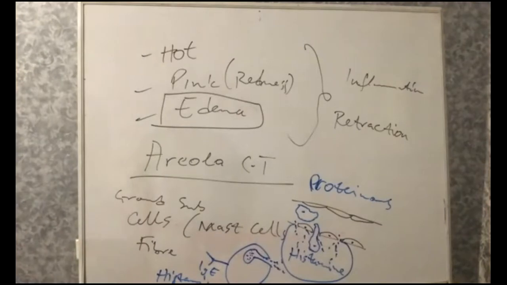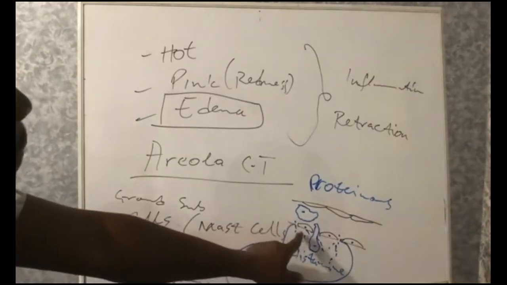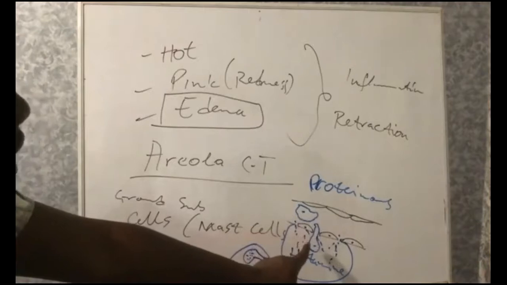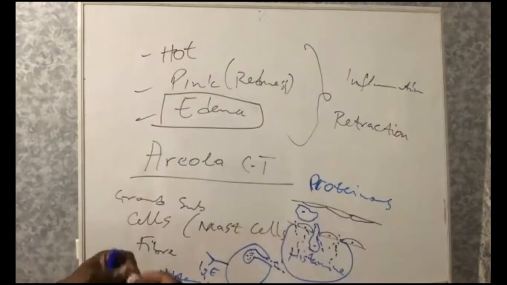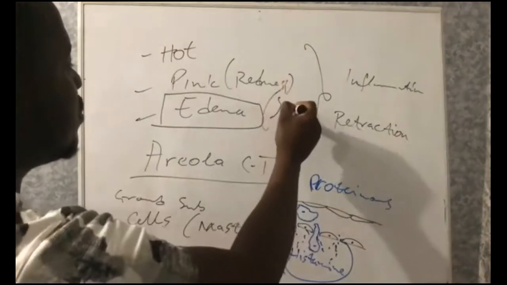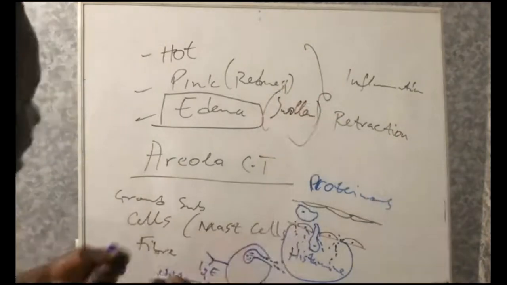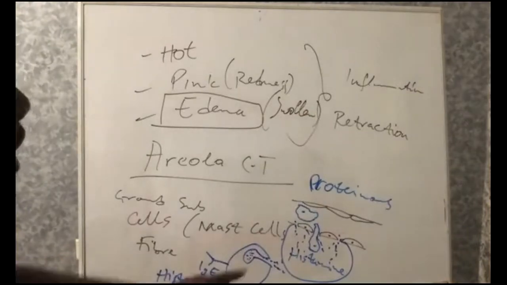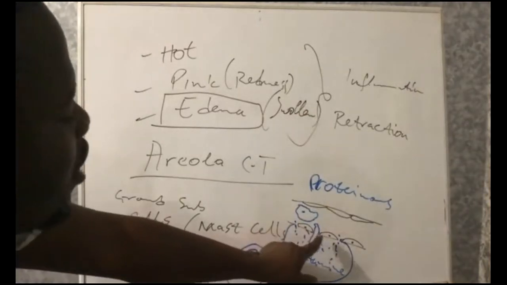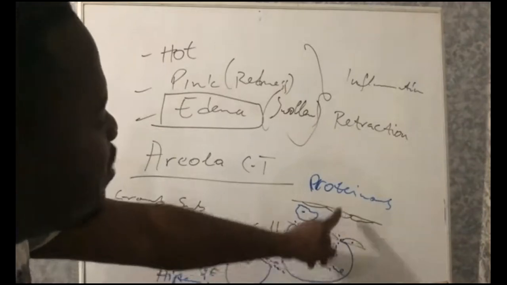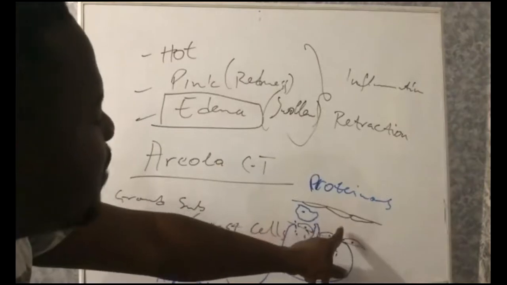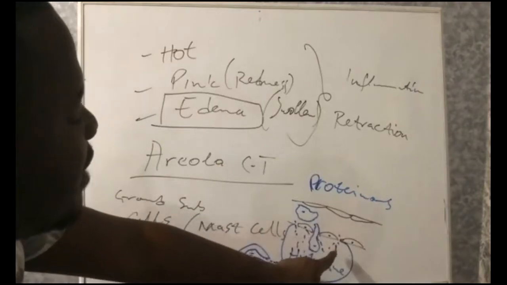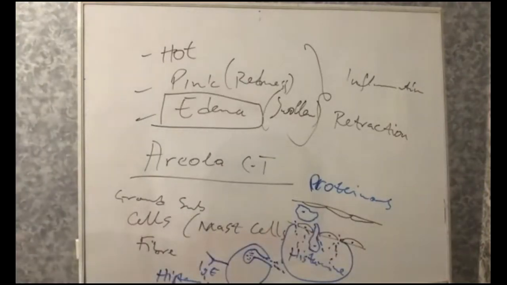So the most important thing you should understand is that when it comes to the edema, in other terms the swelling that we are talking about, the edema occurred basically because there was retraction. And because there was retraction, permeability within the vessel had increased. So fluid can now seep out of the blood vessel and get to the surrounding. Does anybody have any question?